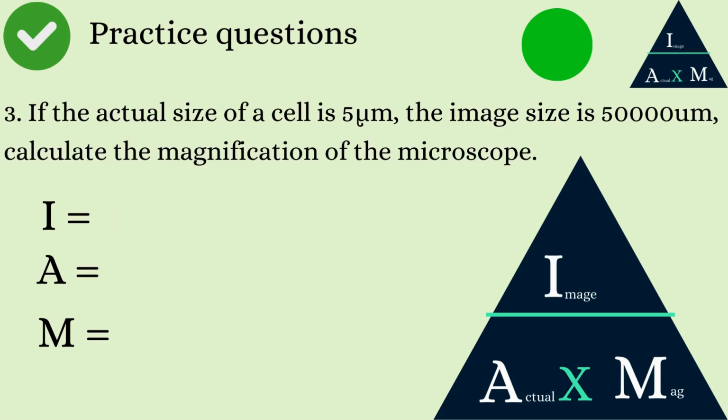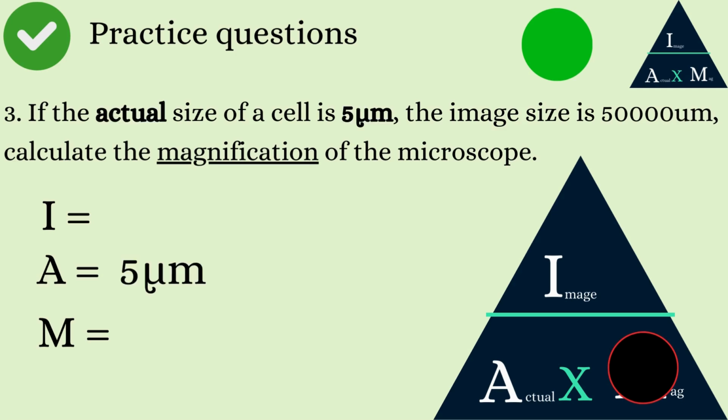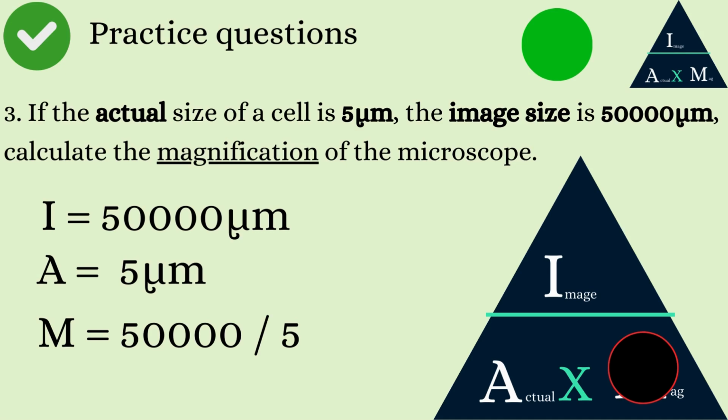Okay, question 3. If the actual size of a cell is 5 micrometers, the image size is 50,000 micrometers, calculate the magnification of the microscope. Now we're calculating the third component of this triangle, the magnification. So I cover up the M and see that I and A are left. We've been told in the question the actual is 5 micrometers and image is 50,000 micrometers. The triangle indicates that I do I divided by A, which is 50,000 divided by 5, giving us an answer of 10,000 times magnification.